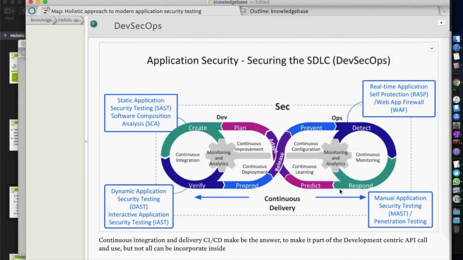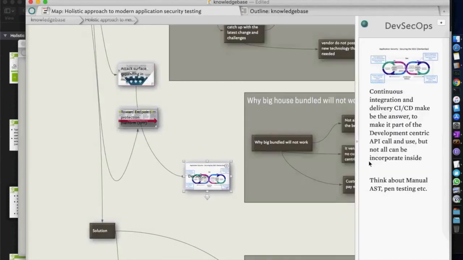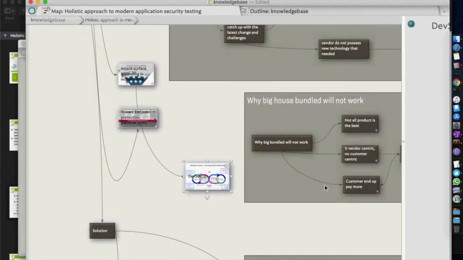Because we talk about application security testing, we won't talk much about runtime application self protection and WAF, because those are more on the protection scenario. We talk about testing from this scope. So we come to the next thing here.